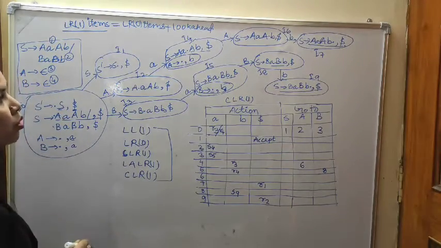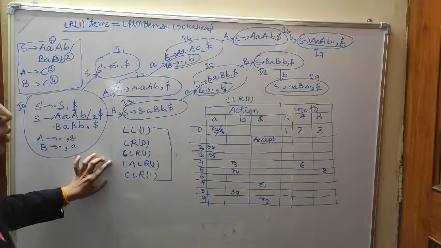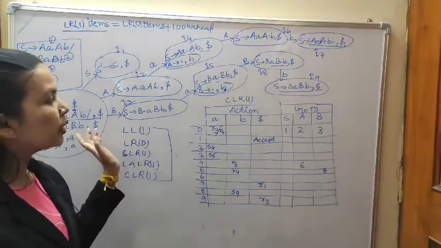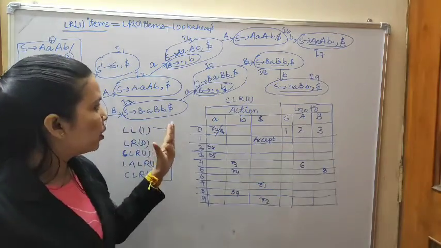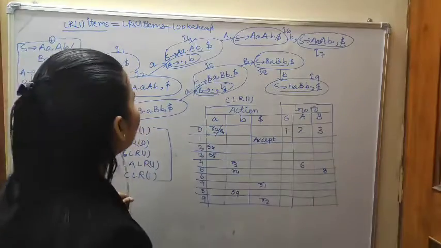And one more thing I will tell you, this one also you should pause and write down. You can see here also 9 states, but many times CLR1 will have more steps because of the look ahead pointer.